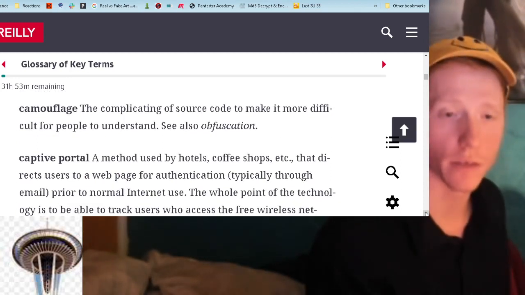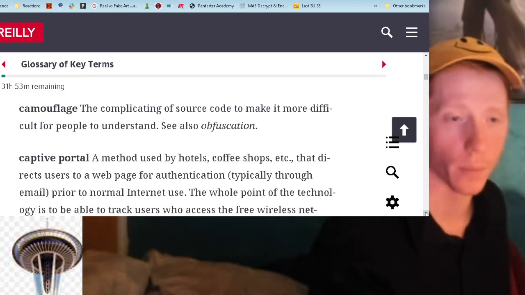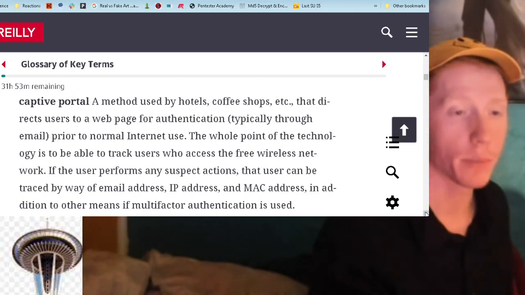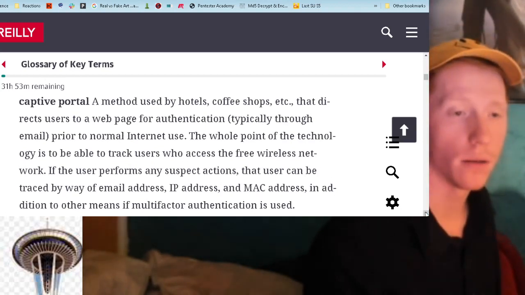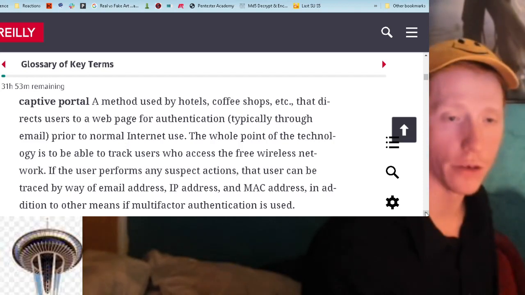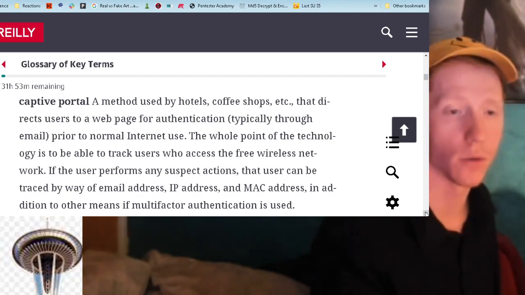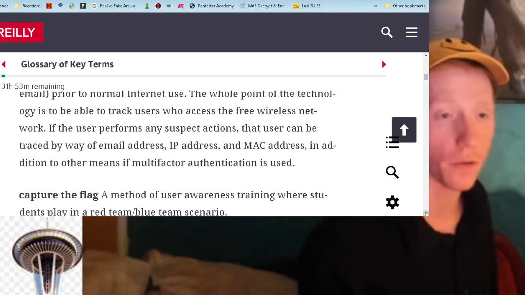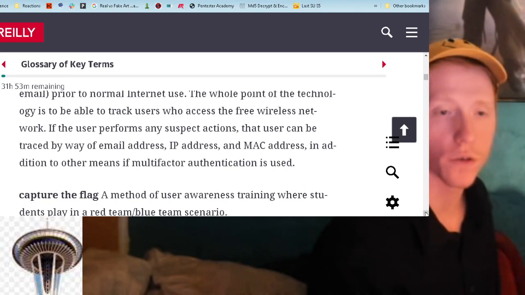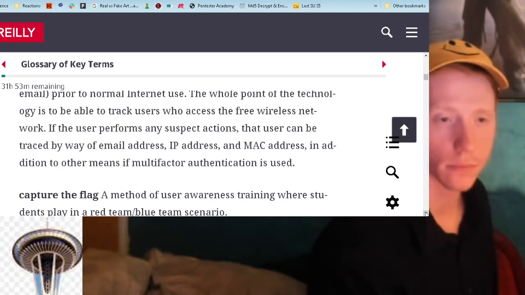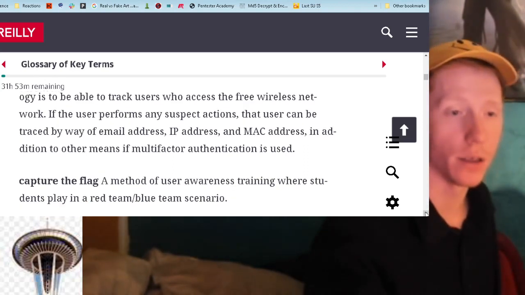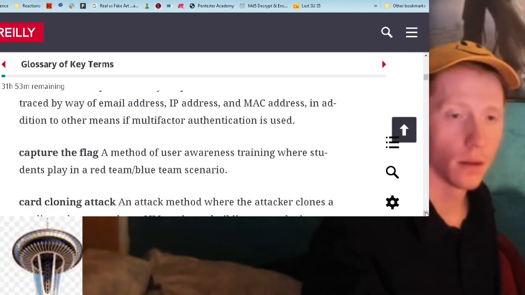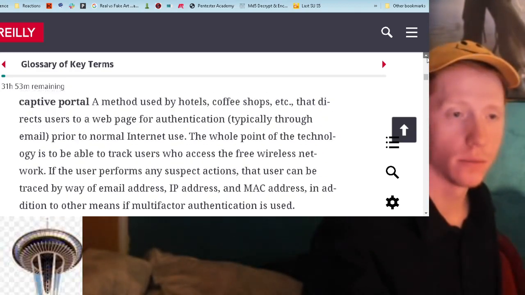Camouflage is the complicating of source code to make it more difficult for people to understand. A captive portal is a method used by hotels, coffee shops, and others that redirects users to a web page for authentication prior to normal internet use. Yep, like hotels. And it's supposed to track users. And if you do any suspect actions, they can be traced. That's what a captive portal is.